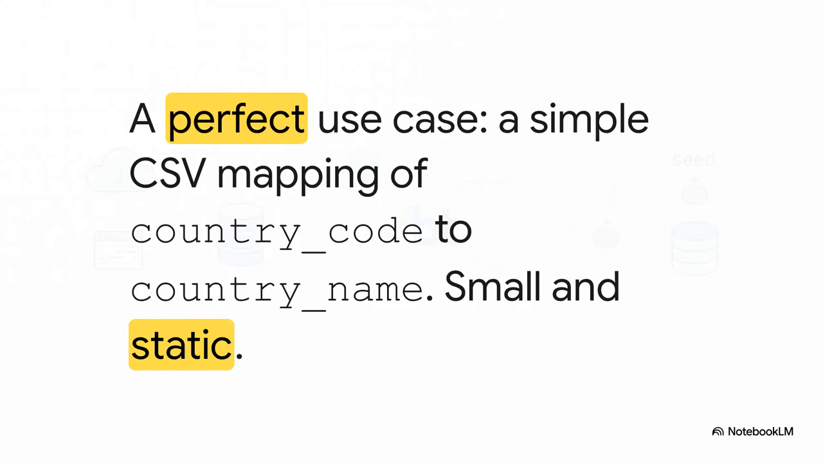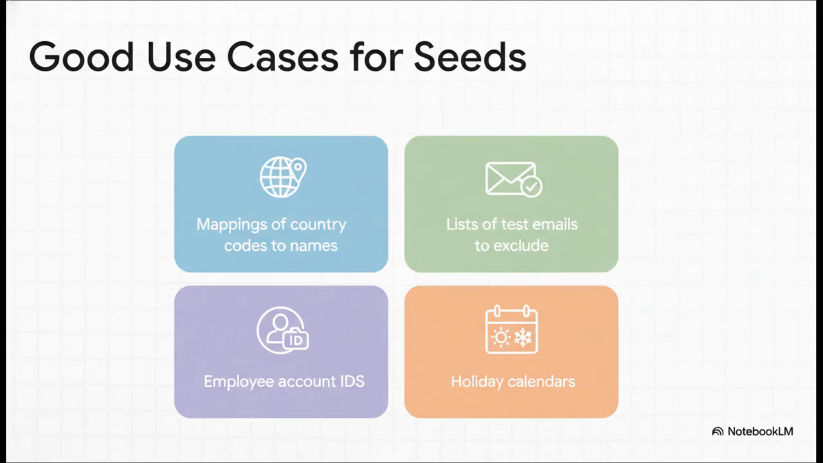This is the perfect example, a simple mapping of country codes to their full names. This kind of reference data is absolutely ideal for a seed file. Why? Because it's small, it doesn't change very often, and it's critical business logic that you definitely want to keep under version control. So when should you reach for a seed?